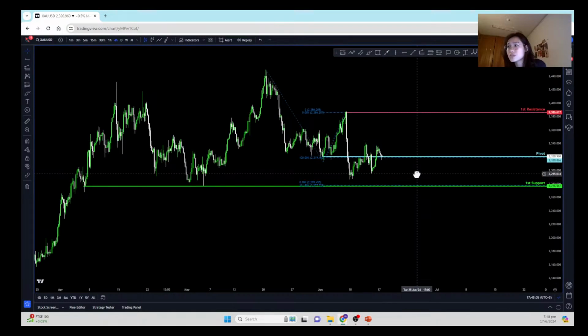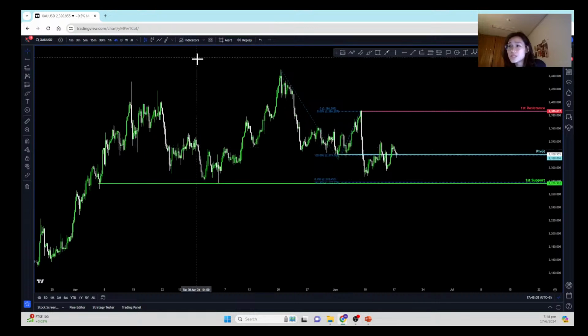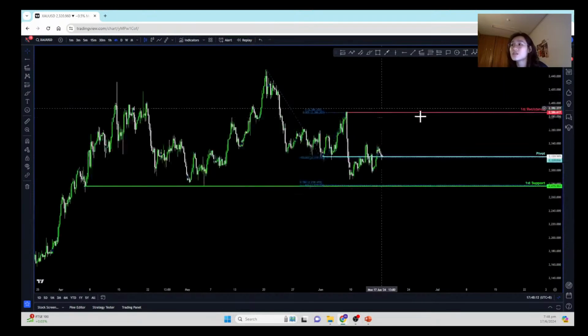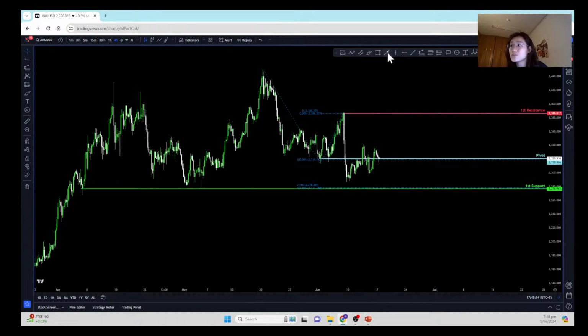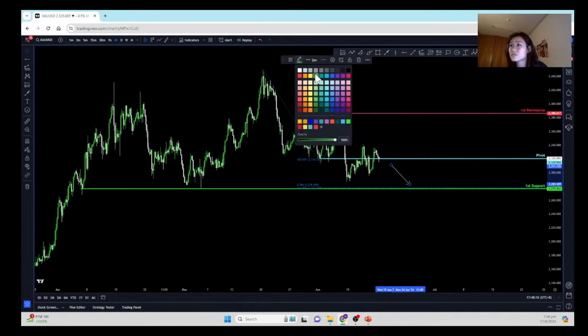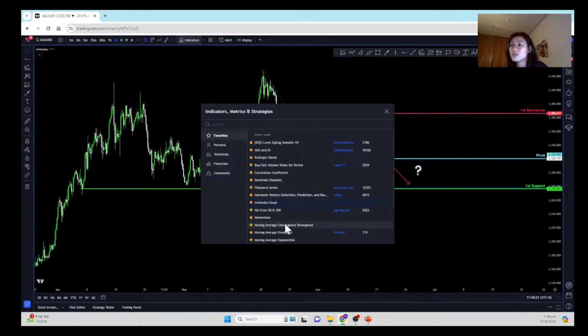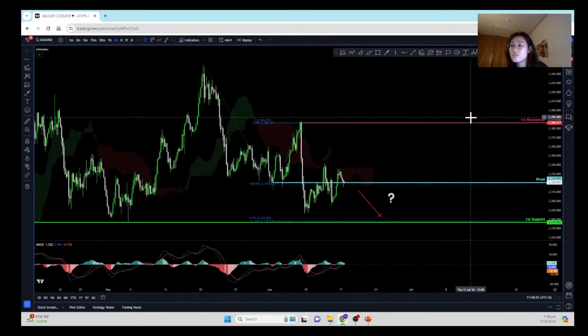Because prices are fluctuating now, I'm just going to go in with a sell if price breaks below this pivot here. Only if it breaks below the pivot. Okay, let's look at some indicators to see what the momentum is.